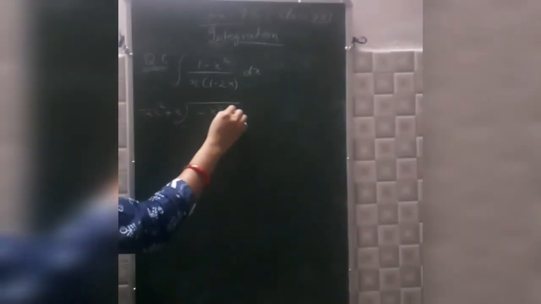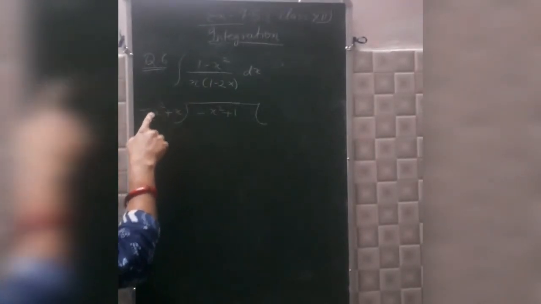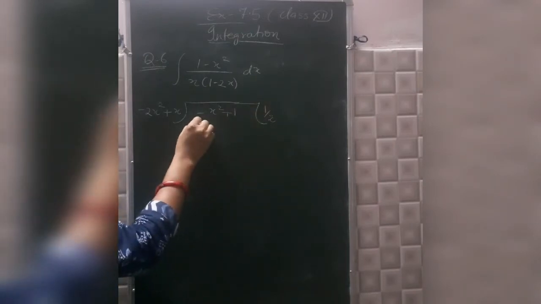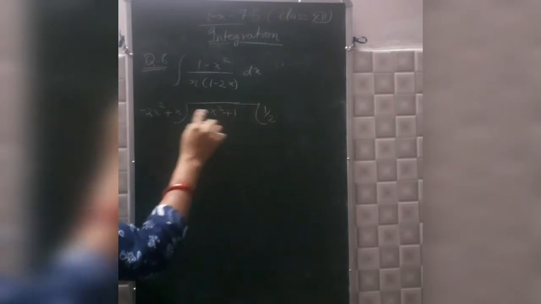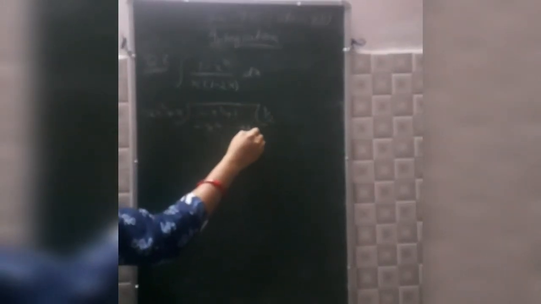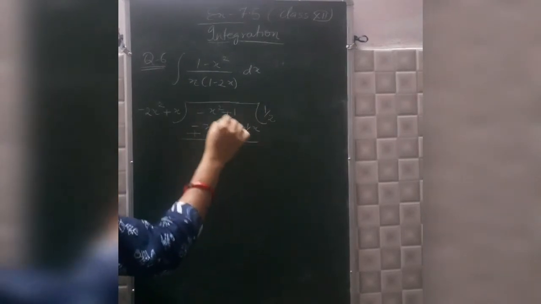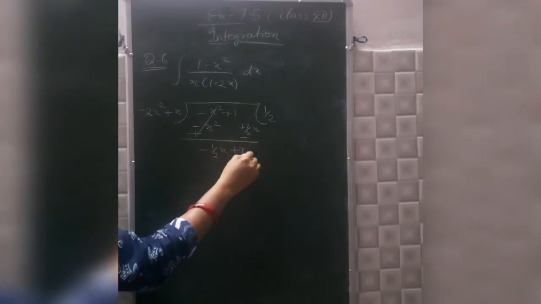Here this 1 minus x square can be written as minus x square plus 1. So when you divide, minus x square, here minus 2x square is written, you will multiply it by plus half. It becomes half into minus 2x square, minus x square, half into x becomes half x, and then you will subtract, the sign will change, and you will get minus half x plus 1.